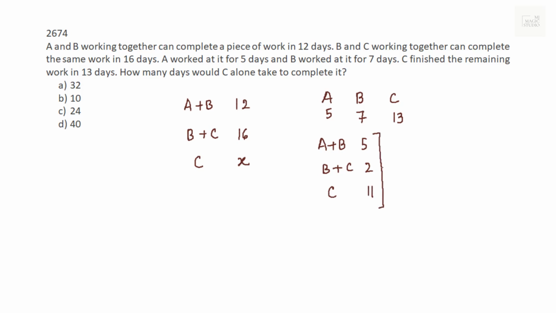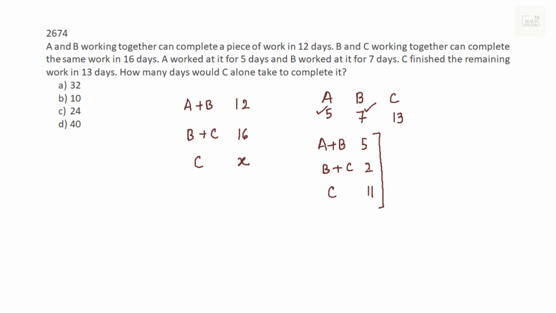Try to understand here that if I say A and B worked for 5 days, that simply means that A worked for 5 days and B also worked for 5 days. Now the second one says B and C work for 2 days, that means B also worked for 2 days, so 5 plus 2 becomes 7. Now since I have taken 2 here, C remains with 11 more days to work.